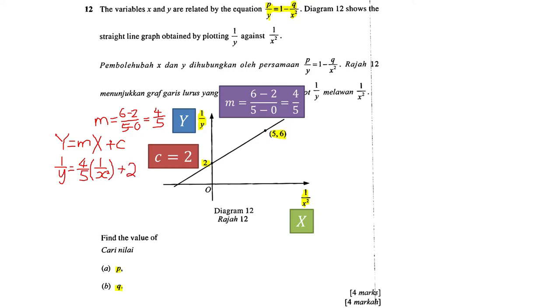From the non-linear equation, p over y equals 1 minus q over x squared. If you don't want the p, multiply both sides by 1 over p. Same thing here, I bracket and multiply with 1 over p.